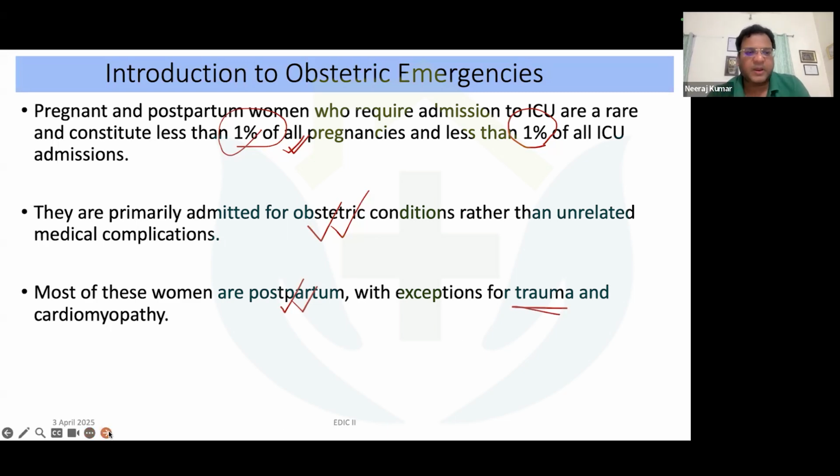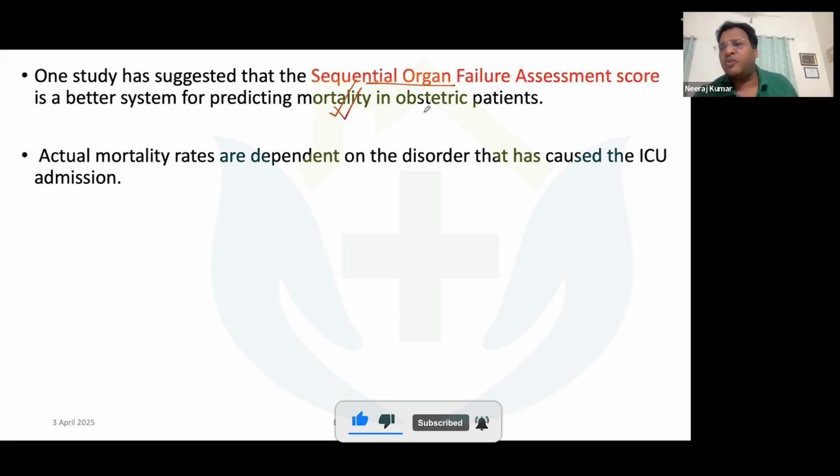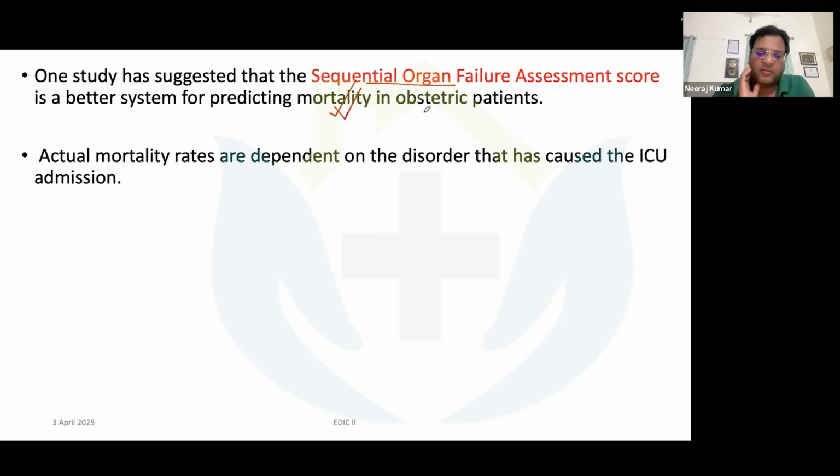Now, coming to the next aspect, studies have also suggested that the SOFA score is one of the better systems for predicting mortality in obstetric patients. So, if you are asked which is one of the scoring systems for assessing mortality in obstetric patients, you can mark SOFA as an answer. SOFA is one of the options for predicting mortality, especially in obstetric patients. Maybe you'll get an indirect question or some fact-based questions in which it may be written somewhere.